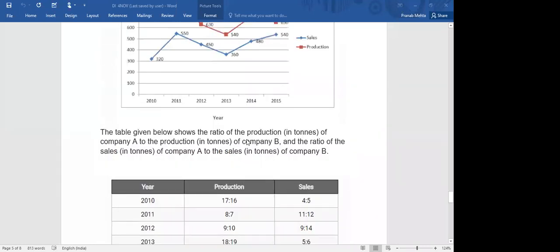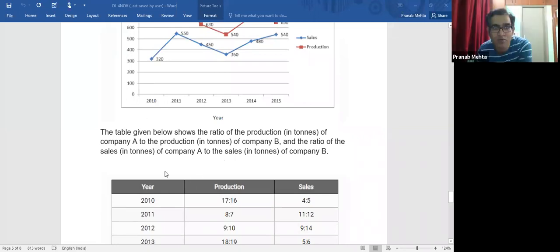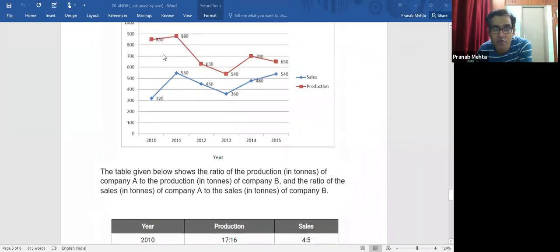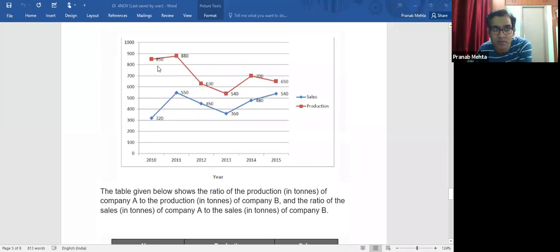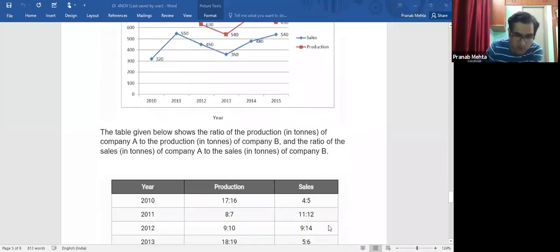I'll just show you one thing. We are talking about 2010. Now production and sales. All right, so production is this. Production is 850, and sale in 2010 is 320.